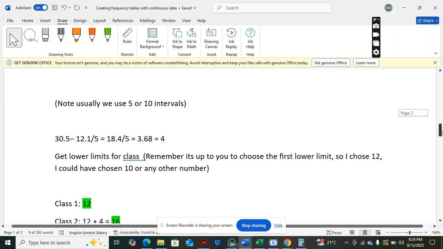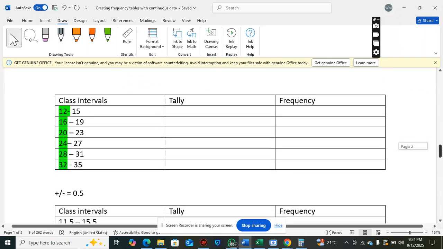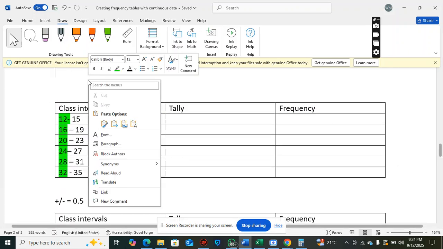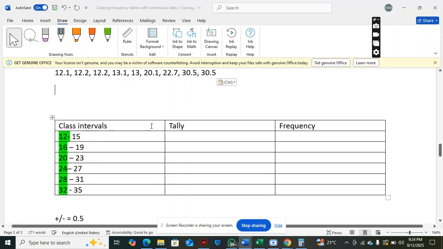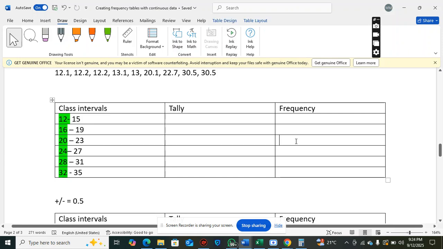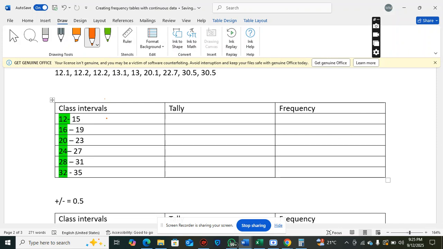Because these class intervals, they cannot account for the decimal numbers. Okay, so that's why now we have to make them into class boundaries. If they were not decimal numbers, we would have just started making our frequency table here. But since they're decimals, so we need to account for them. All right. So how do we make our class boundaries? Okay.